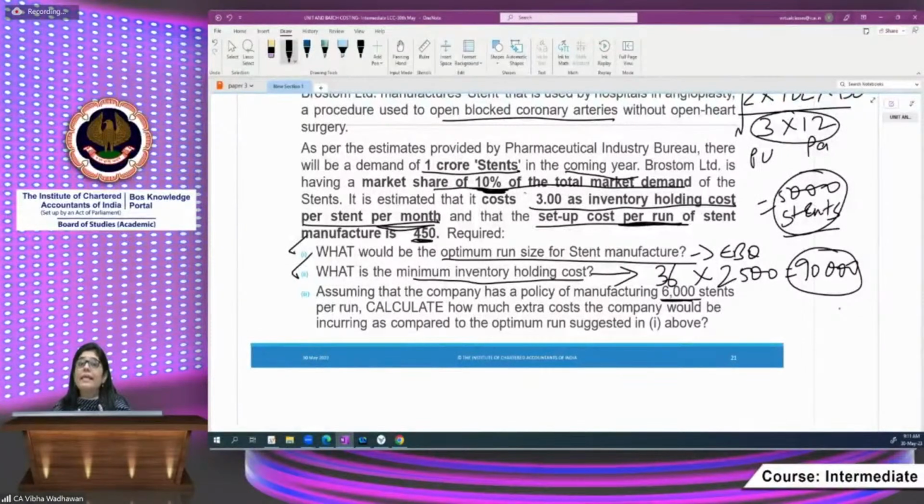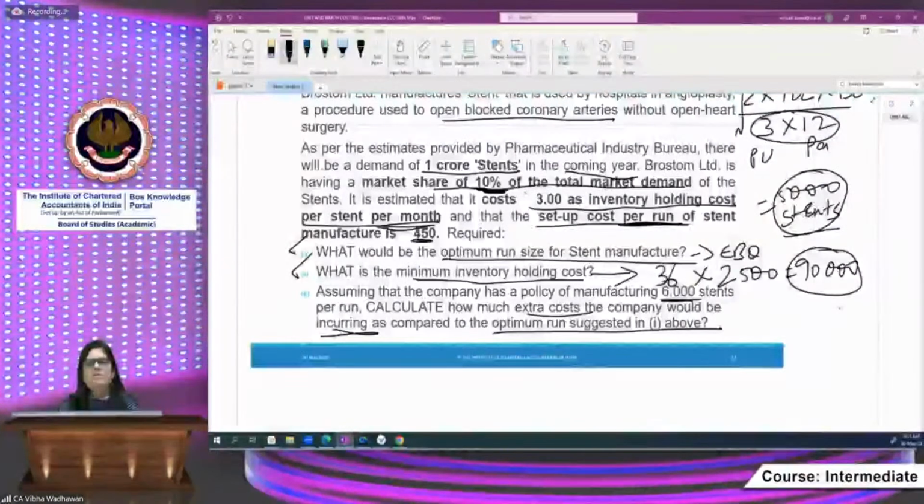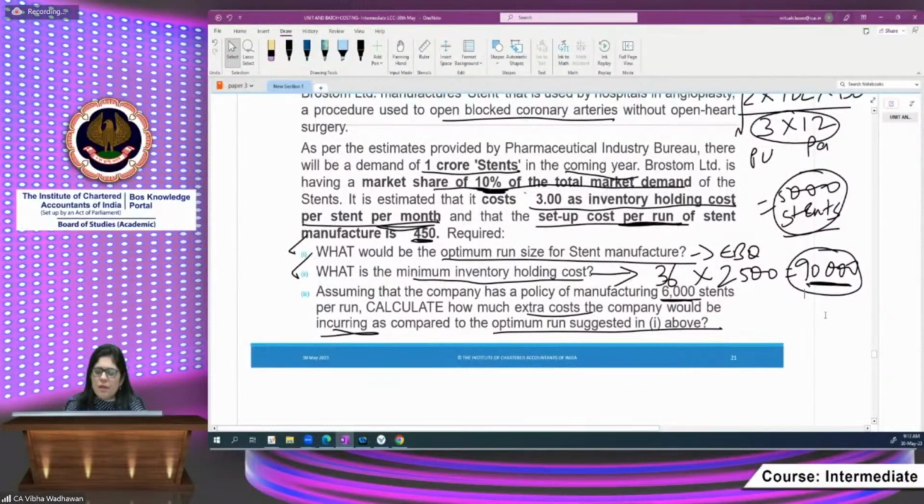And we claim that if you produce 5,000 stents, the inventory holding cost will be minimum. So now they are saying the company has a policy of producing 6,000 stents. How much extra cost would the company be incurring as compared to the one above? As per economic batch quantity, the minimum holding cost is 90,000. Clear? Let us see how much is the holding cost for 6,000. Clear? So total cost now.